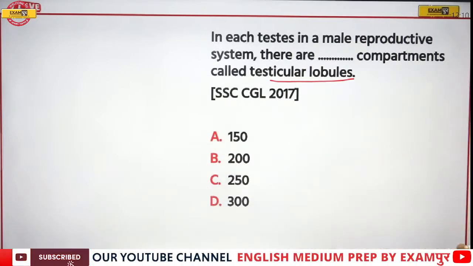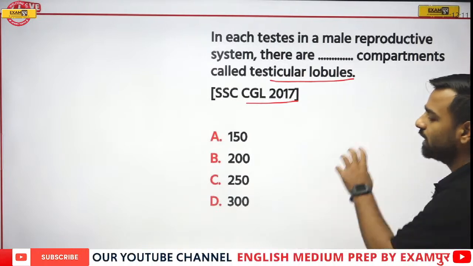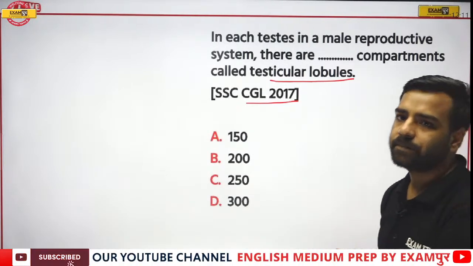In each testes in a male reproductive system, there are dash compartments which are known as testicular lobules. This question is from CGL 2017. Let's see who can answer this.